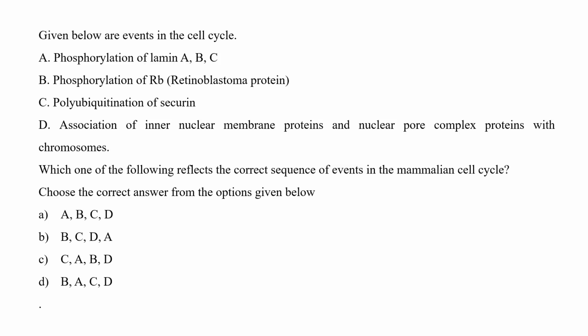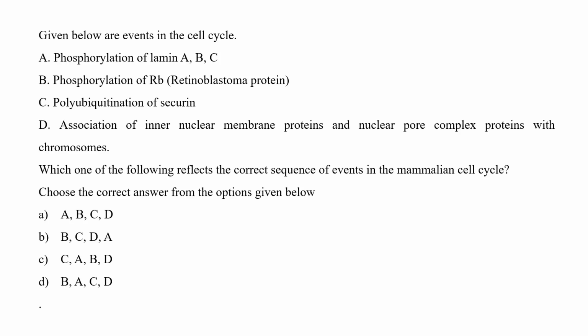Given below are the events in the cell cycle. There are 4 events given, and we have to arrange them in the correct order of occurrence. Option A: phosphorylation of lamin A, B, and C. B: phosphorylation of retinoblastoma protein. C: polyubiquitination of securin. Or D: association of inner nuclear membrane protein and nuclear pore complex proteins with chromosomes. So we have to find out what is the correct order in a typical mammalian cell cycle.